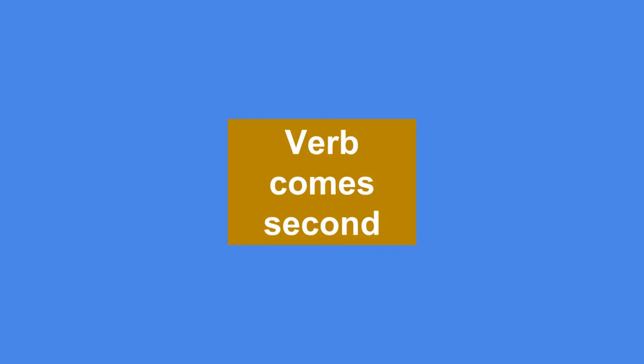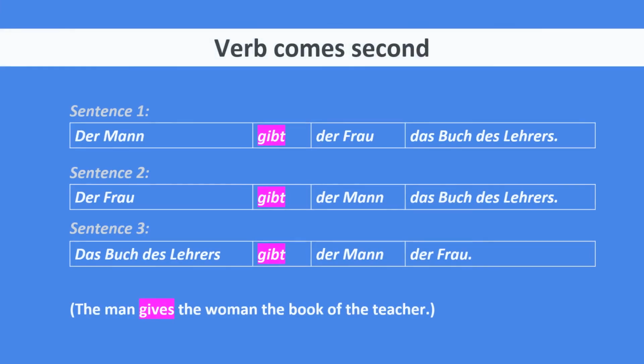Verb comes second. Even though we can mix the word order around, we must keep in mind, verb comes second. It means we need to make sure the verb is in the second position in the sentence.